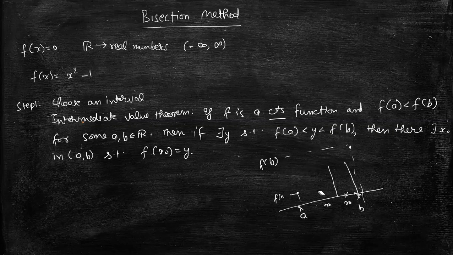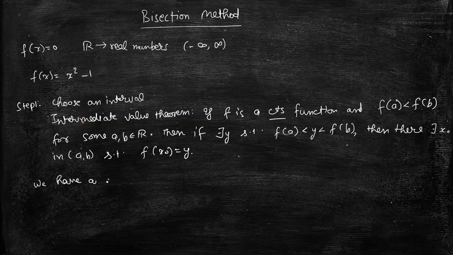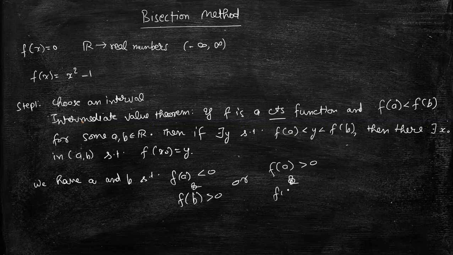So how to use this? Let us say we have a and b such that f(a) is less than f(b), and f(a) is less than 0 and f(b) is greater than 0, or f(a) greater than 0 and f(b) less than 0. Alternatively, f(a) and f(b) have different signs, or we can combine these two cases and say that f(a) times f(b) is less than 0.